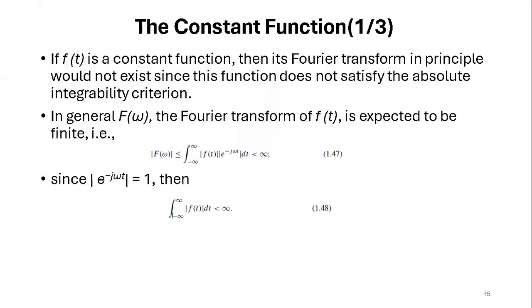Not a constant function. If f is a constant function, then its Fourier transform may not exist, since this function does not satisfy the absolute integrability criterion. Generally, the Fourier transform of f is expected to exist if the integral from minus infinity to infinity of the modulus of f of t times the complex exponential is finite.